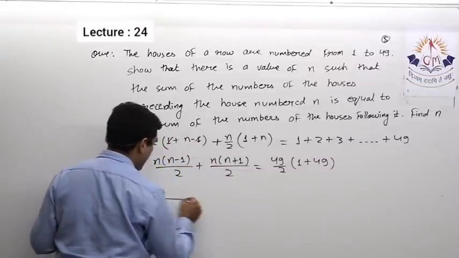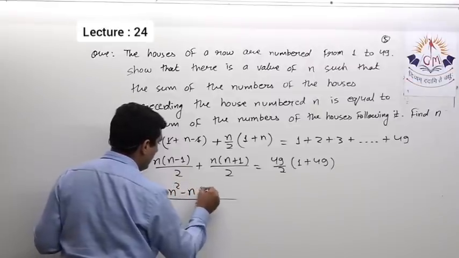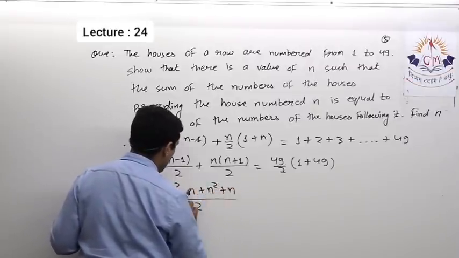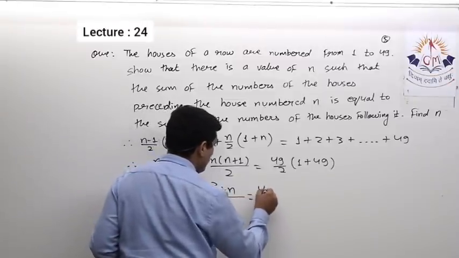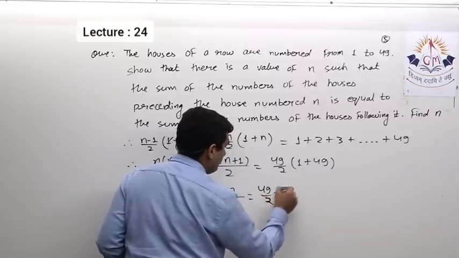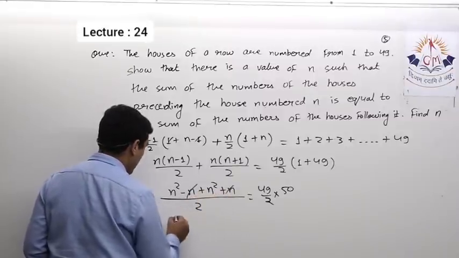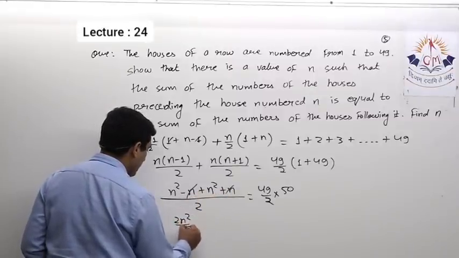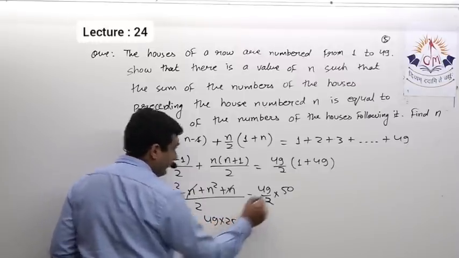Now here I can take the LCM, that is 2. Over here n square minus n plus n square plus n is equal to 49 by 2 into 50. So I can cancel these two, minus n plus n. So 2n square by 2 is equal to 49 into 25.